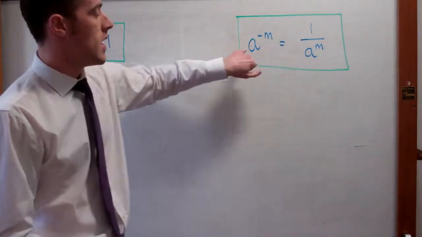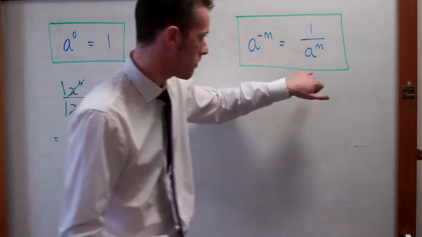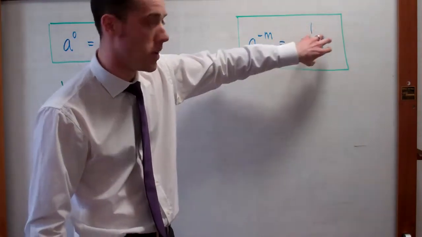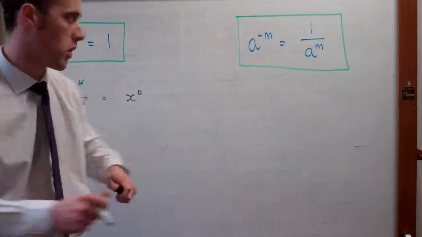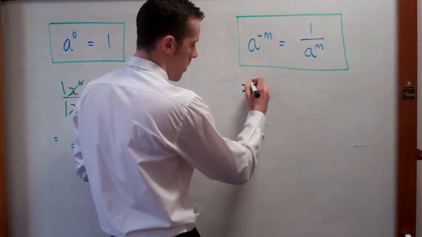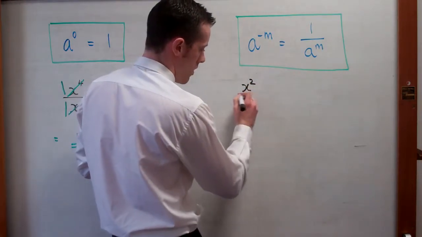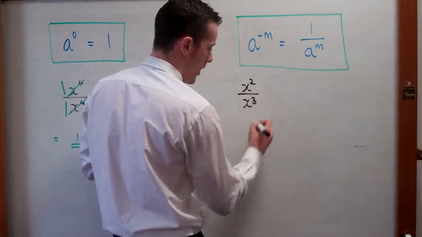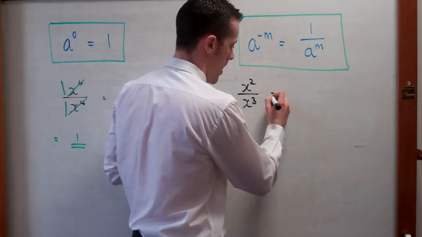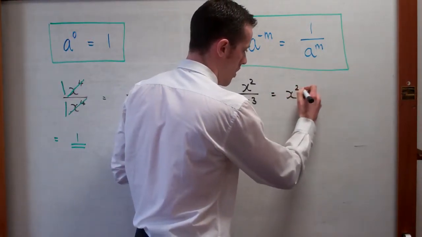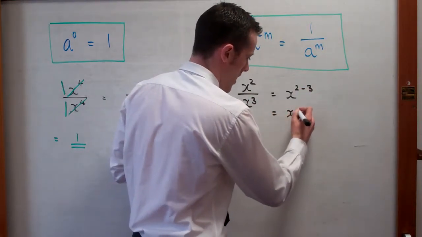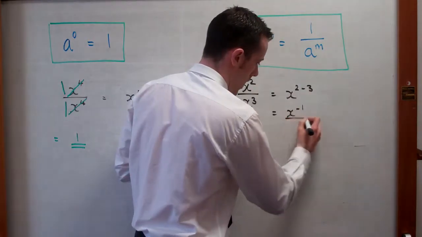All we're saying here is that if we've got a negative power, we can make that a positive power on the denominator. I'm going to show you how that one works as well. If we have x to the power 2 divided by x to the power 3, our subtraction rule is going to tell us that that's x to the power 2 take away 3. And 2 take away 3, if you remember our negative numbers, is x to the power negative 1.